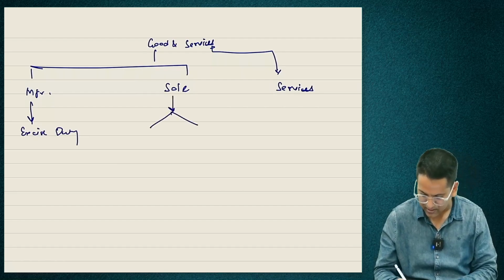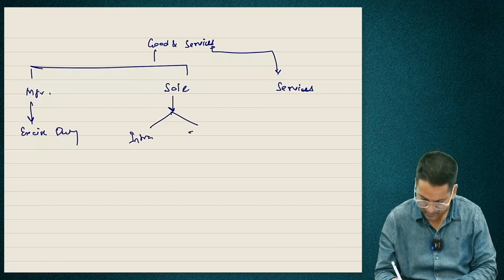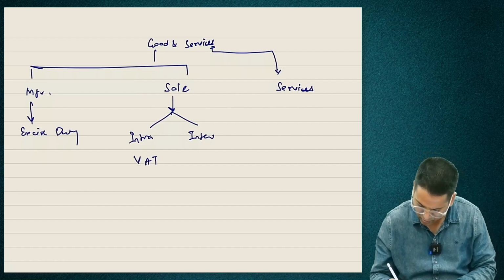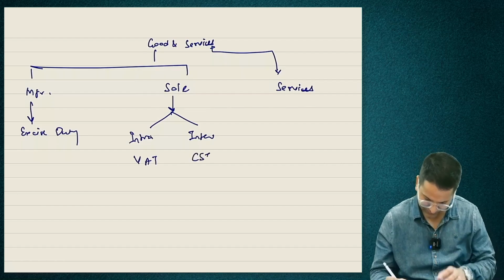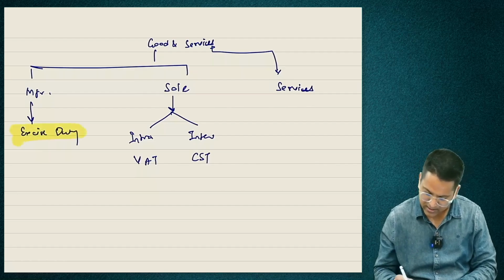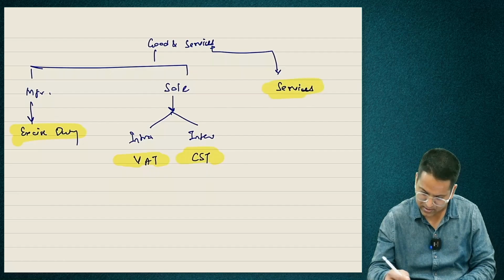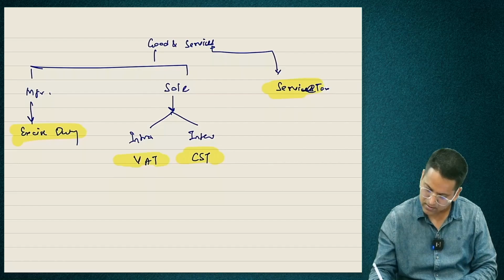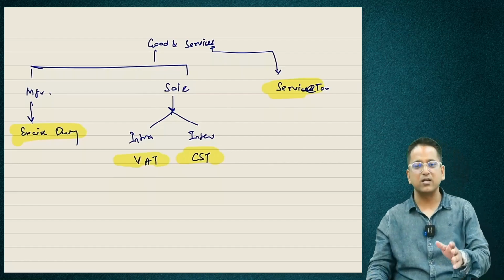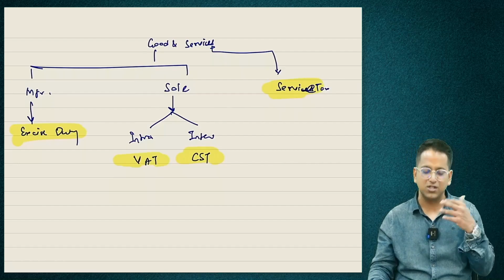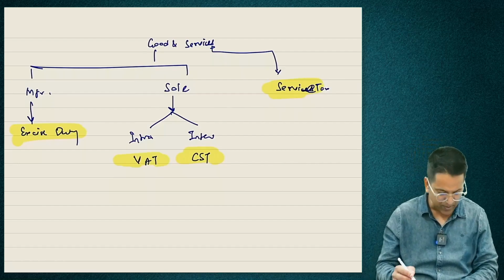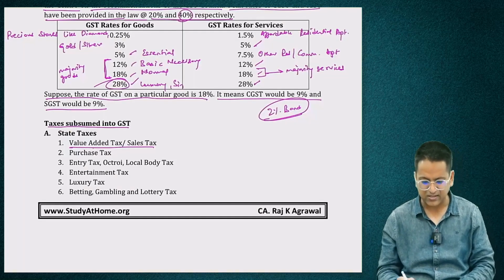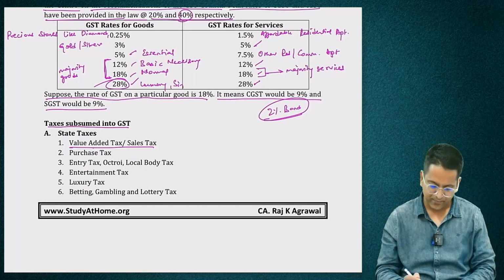Sales also had two points: intra and inter. If it's intra, then VAT, and if it's inter, then CST. So these four taxes are excise, VAT, CST and service tax. Service tax on service. Majorly, these four taxes were abolished and then GST came in their place. The first is saying value added tax or sales tax. It's talking about value added tax or central sales tax. It's finished.